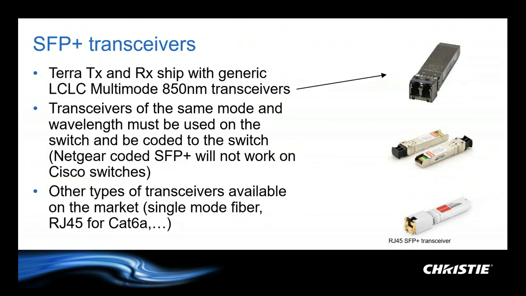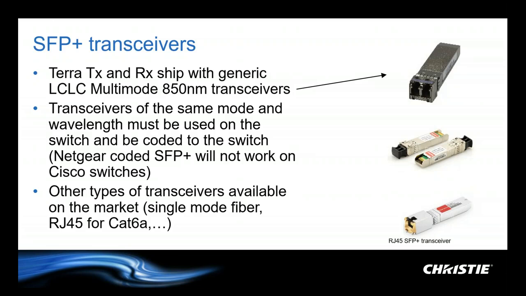So in terms of SFP transceivers, the Terra TX and RX ship with generic LC multimode OM3 transceivers, so 850 nanometer wavelengths. And you need to use the same mode of wavelengths on both ends of the cable. So if you want to use the SFP Plus transceivers that ship with Terra, then you're going to need to get LC multimode OM3 transceivers for your switch, and they need to be coded to the switch that you're using, and that's why we don't supply them for the switch that you want to use.